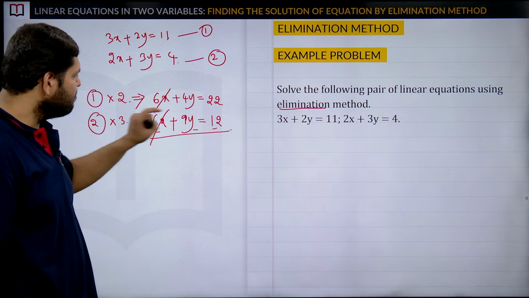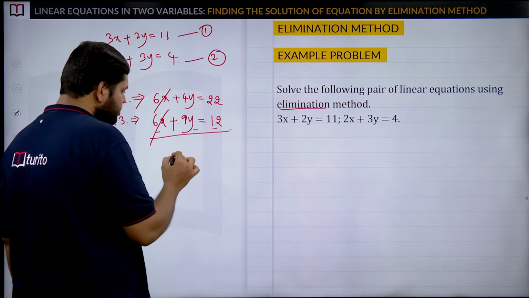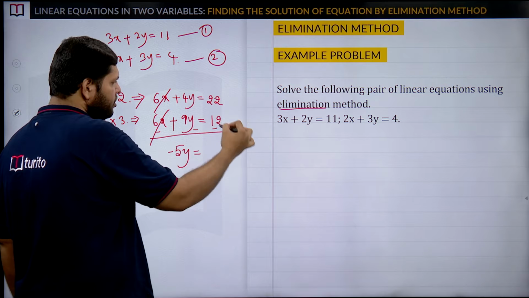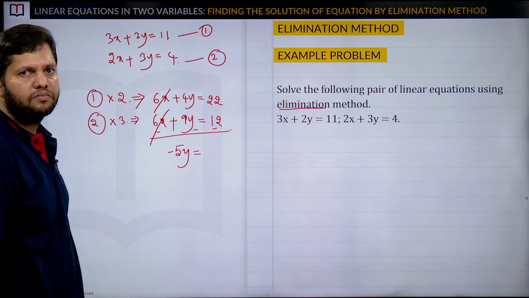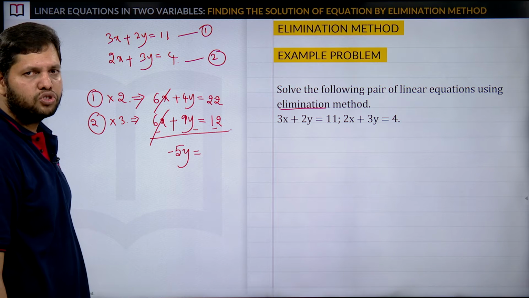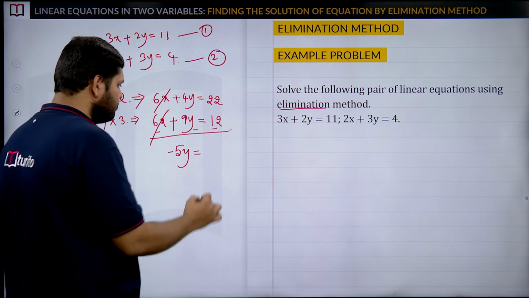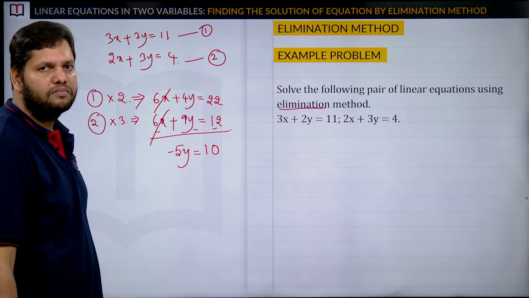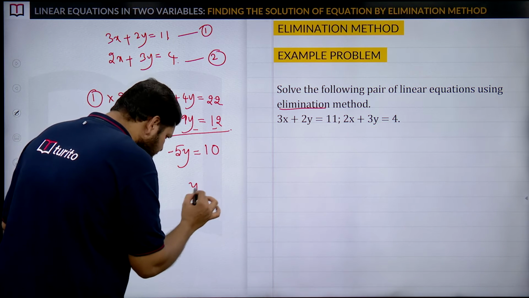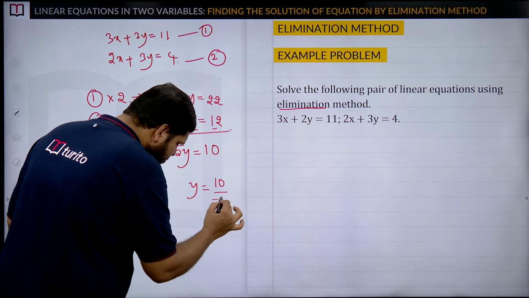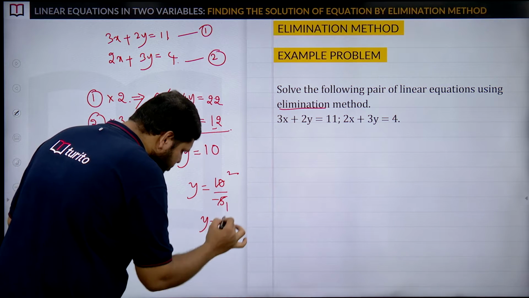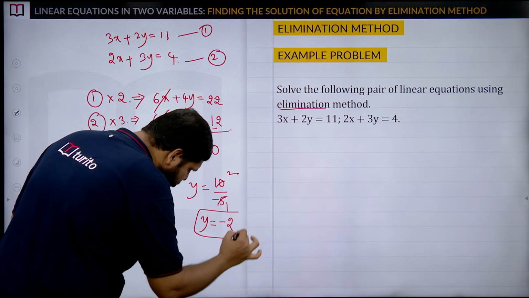This is 4y and minus 9y. So what is 4 minus 9, children? It is minus 5y is equal to 22 minus 12. Children, what is 22 minus 12? It is 10. So write down, this is 10. Then children, I want to find the y value. So y is equal to what? 10 by minus 5. So y is equal to, 5 1s are, 5 2s are. So y is equal to what? Minus 2 is the solution.